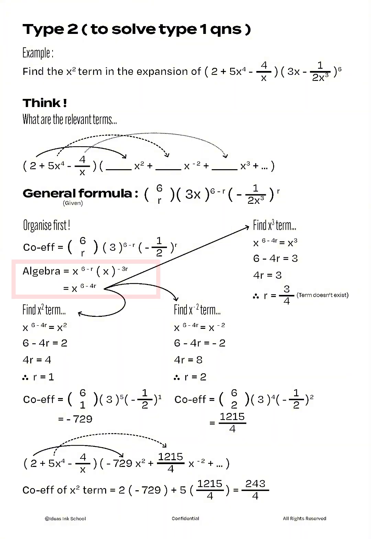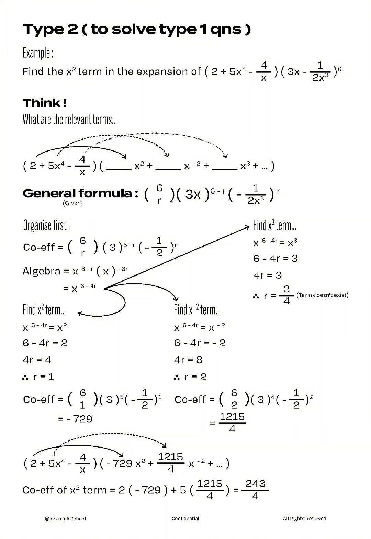So the algebra consists of the middle bracket, x to the power of 6 minus r, and in the last bracket, we have an x cubed at the bottom. So if you apply indices, we flick the x cubed to the top, and we're going to get x to the power of minus 3, and we're going to put this to the power of r. So if you do these indices correctly, you're going to get the general formula of the algebra, which is x to the power of 6 minus 4r.